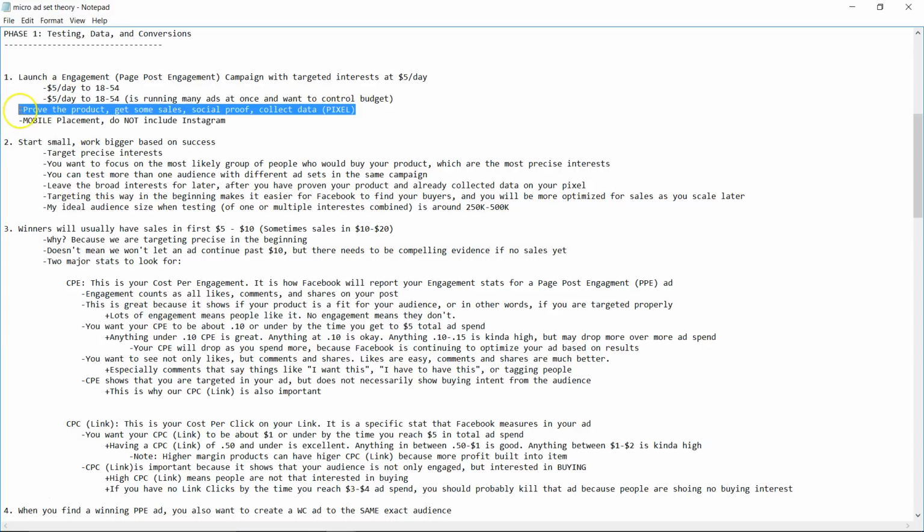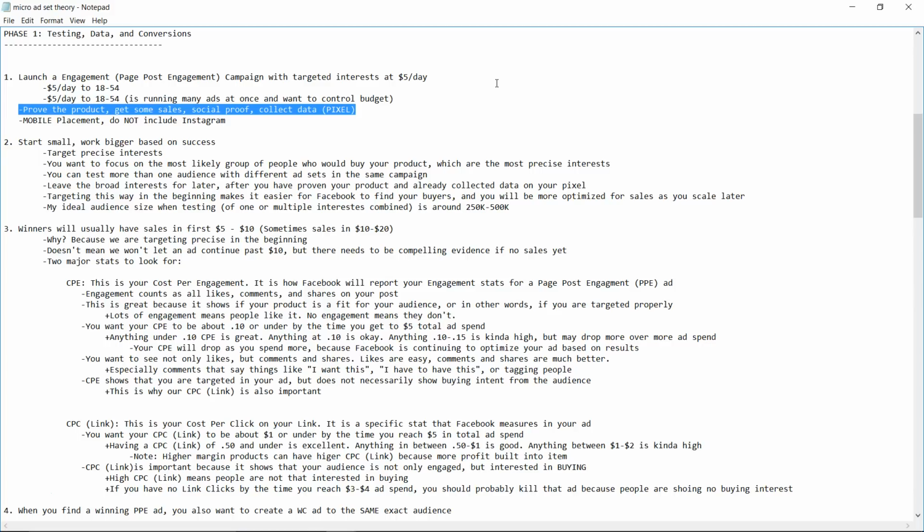But this is why I start with an engagement ad. And this is still something I want to put out there. This is not just something I do. I do it religiously. It's woven into the fabric of my micro ad set theory. But a lot of people will still start a PPE ad because it's a great way to test. It's a great way to get some social proof. And also, nowadays, there's a real potential. It doesn't happen all the time, but there's always the potential with a PPE ad of making a product go viral, because the whole idea of an engagement ad is that Facebook is going out and trying to find people who are going to engage. They're going to like, comment, and share your post.